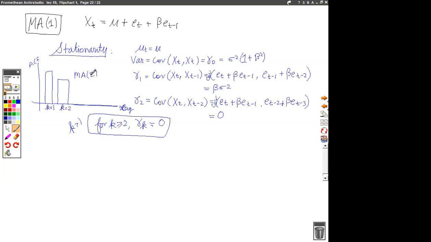And generally, it's always better to start with 0, and that is how you will get the terms as well. So if you have k equal to 0 here and k equal to 1 here, then this will be an MA1 process.